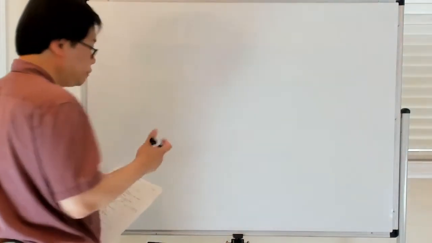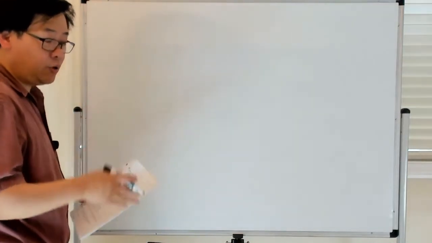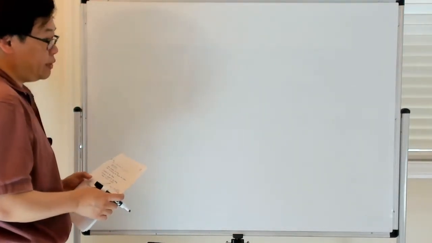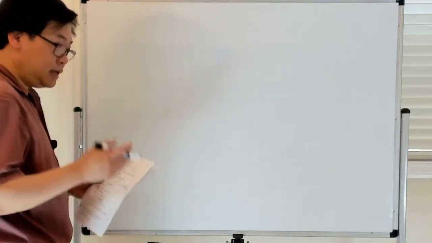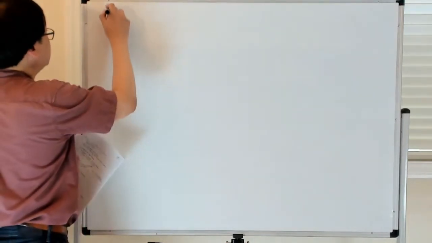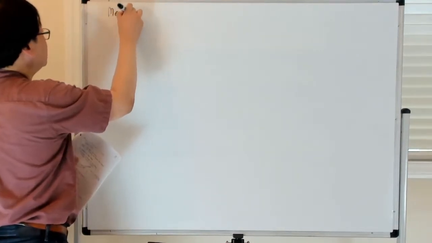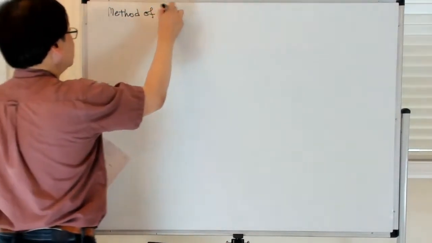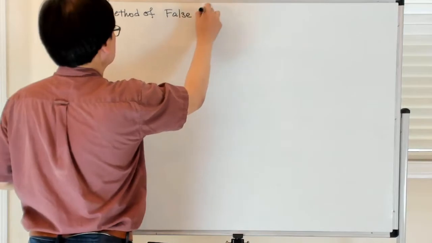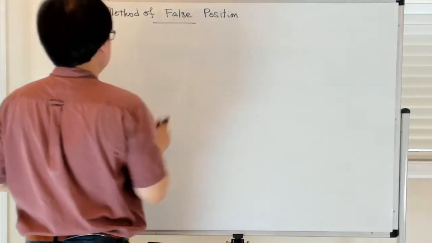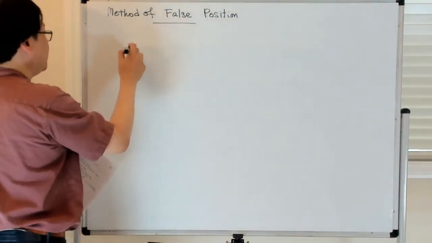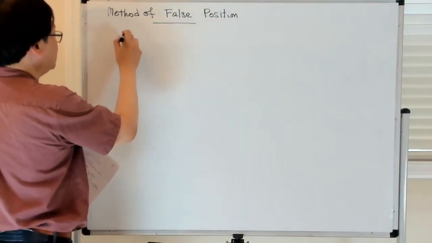All right, so now we can introduce what is known as the method of false position, which is conceptually quite similar to the bisection method, but instead of using the midpoint, it uses a slightly different estimate. Okay, so this is the method of false position. And the basic idea, if you will, is that whereas in the bisection method, what happens is the following, right?